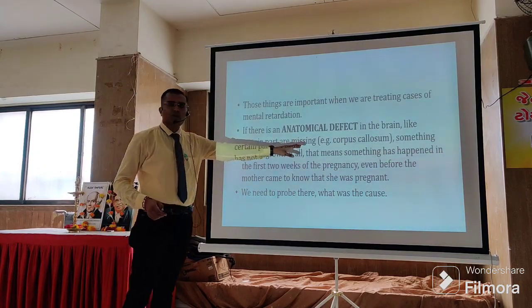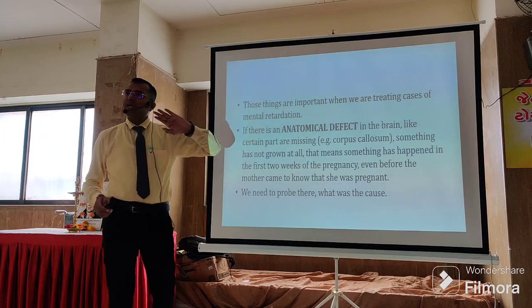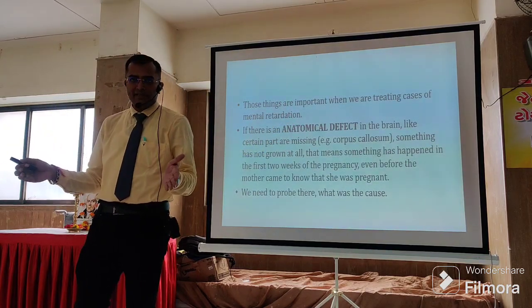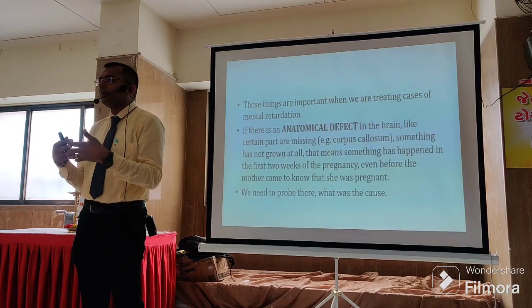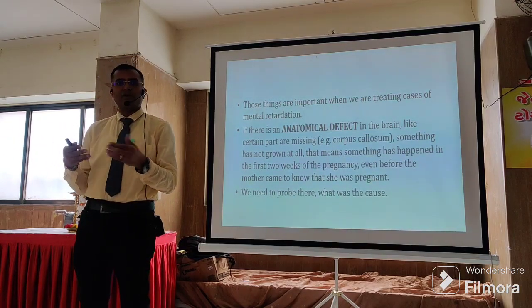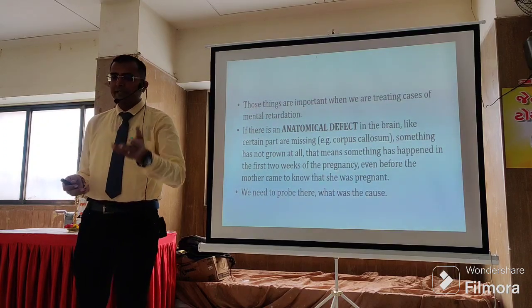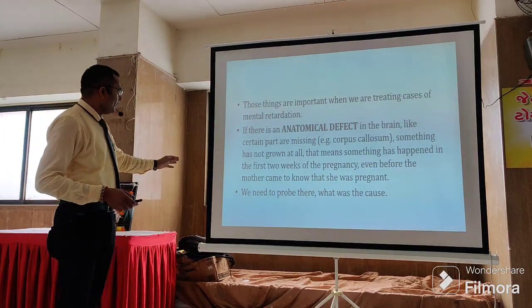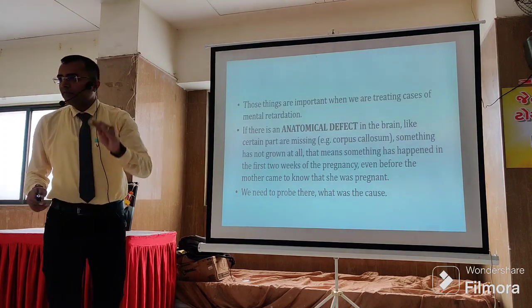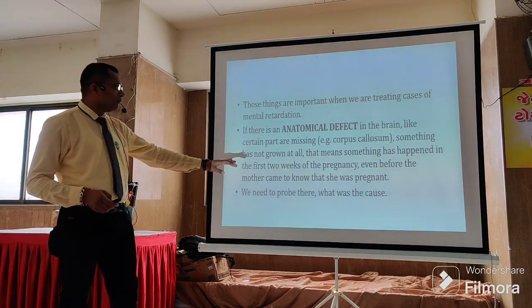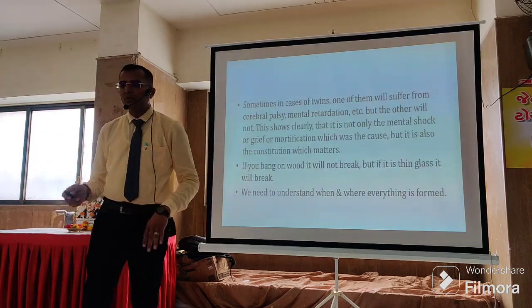For example, corpus callosum agenesis. So you need to ask about the first 3 months, what was the balancing issue between the families. Why don't the right and left hemisphere communicate? Because corpus callosum is the communication. So something was happening in the mother's mind. I'm going a little fast because we are short of time. Okay, we need to probe there and find what was the cause. So I'm giving you just a few.